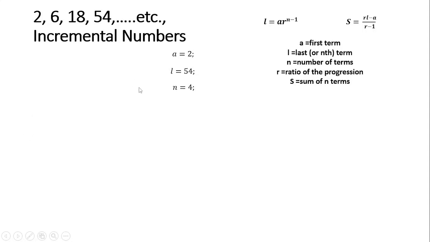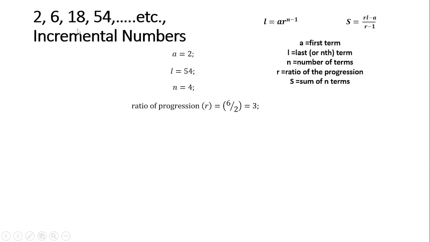There are 4 numbers, so N is equal to 4, and here there are no uniform intervals available. So we should identify the ratio. What is the ratio? The successive numbers. Here I consider 6 as the next number, and the successive number is 2. So I divide 6 by 2, and I get 3, which is called the progression.